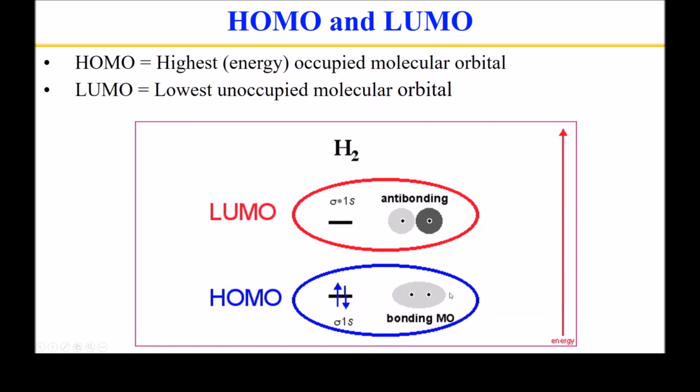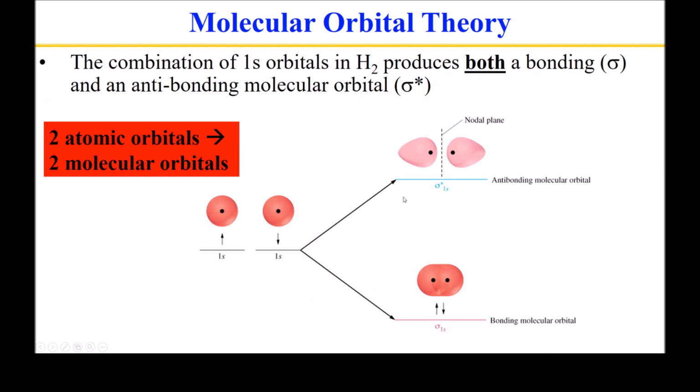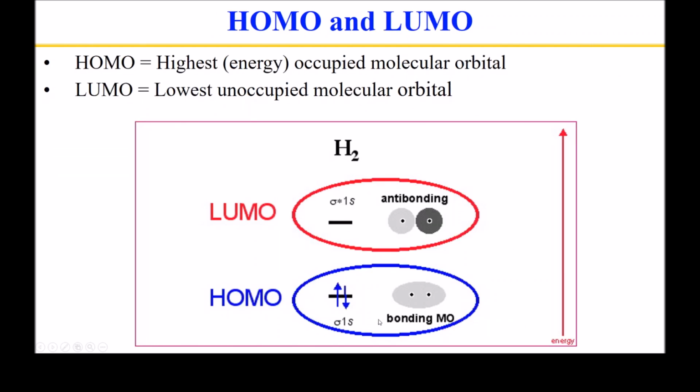And energetically, the bonding molecular orbital is going to be a lower energy state than the anti-bonding molecular orbital. So this is a diagram that represents the exact same thing as the previous diagram. It's just trying to show it in a different representation. Sigma 1s means that this is a bonding orbital between 1s orbitals. Sigma star 1s means that it's an anti-bonding orbital between 1s orbitals.